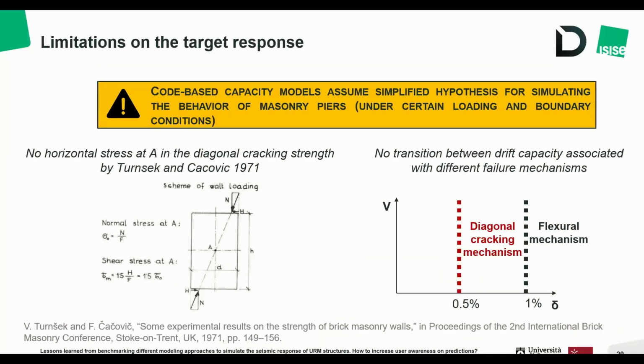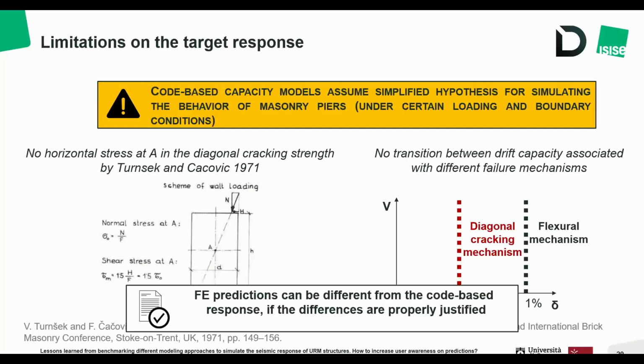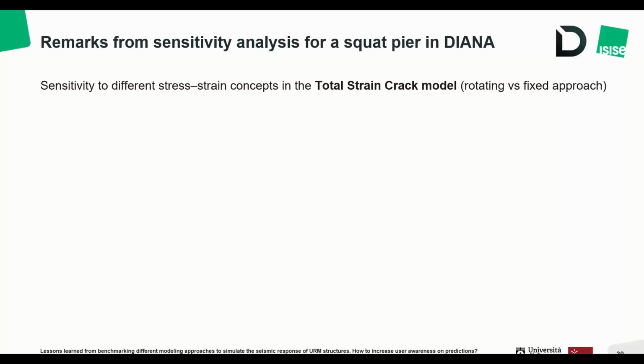Moreover, there are also some limitations on the target response, because the code-based capacity models assume simplified hypotheses for simulating the behavior of masonry piers. For example, we have the assumption in the Turnšek-Čačovič 1971 diagonal cracking strength domain that the horizontal stresses in the central point of the pier are negligible, are zero, or the fact that there is no transition between different drift capacity associated with different failure mechanisms. So just to say that the finite element prediction can actually be different from the code-based capacity response if these differences are properly justified.